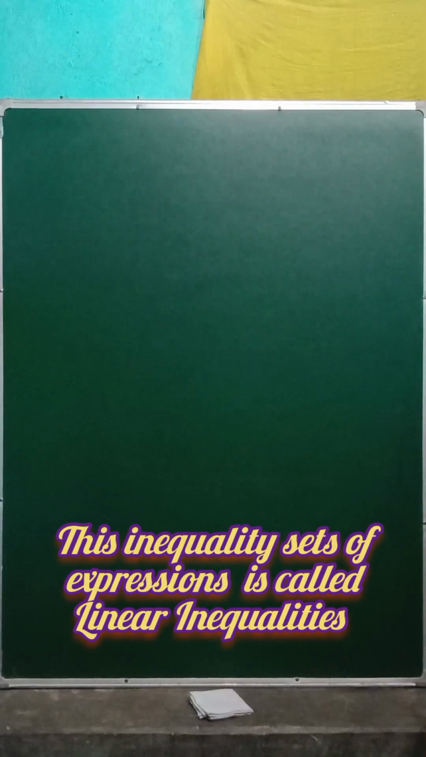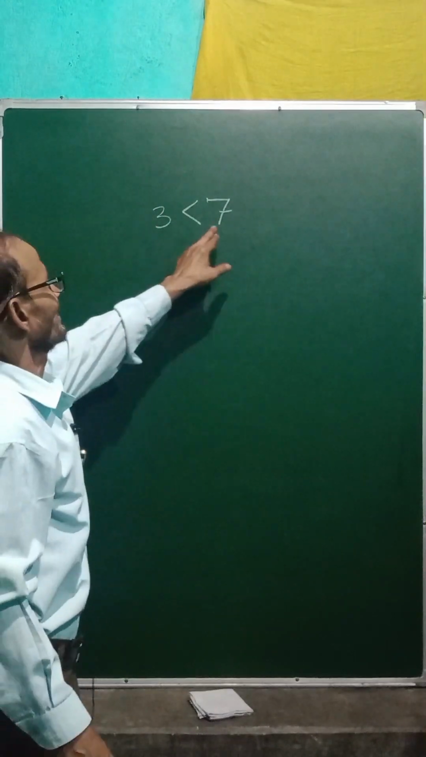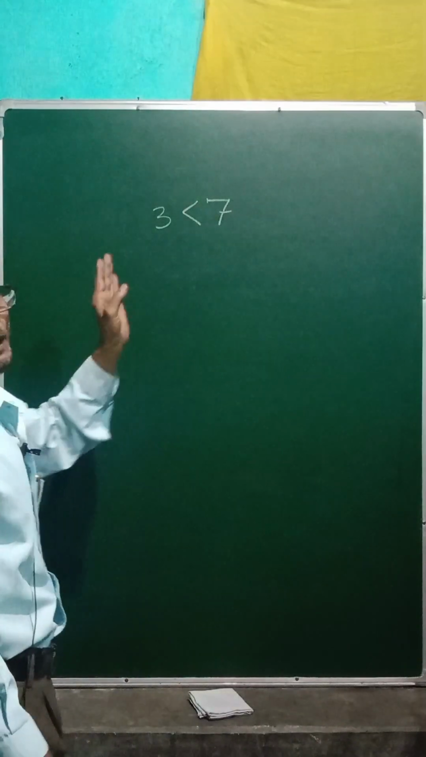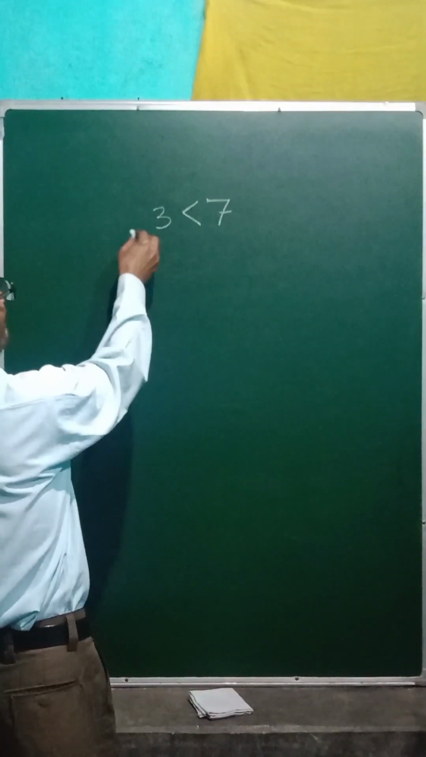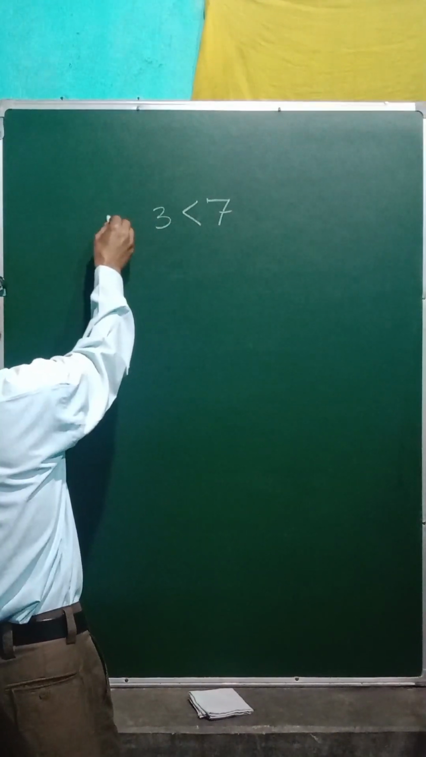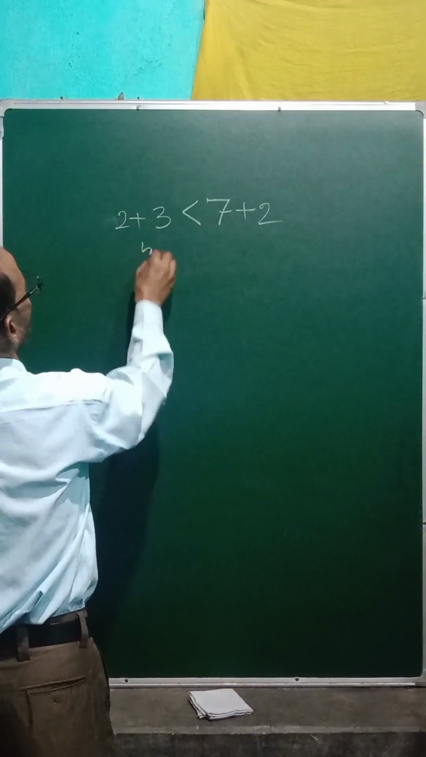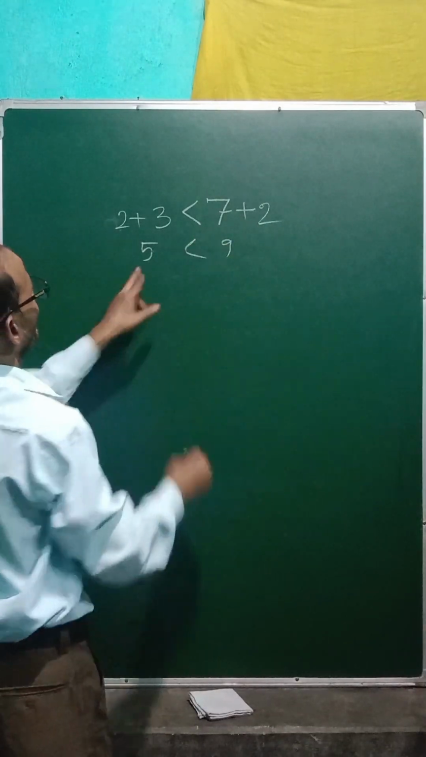Now it is very important to understand some mathematical operations on linear inequalities. We shall take a very simple example. It is very obvious that 3 < 7. Now let us try adding, subtracting, multiplying and dividing. If you add a positive number, say 2, to 3 and 7, this gives 5 and here 9. Again we see that 5 is less than 9.